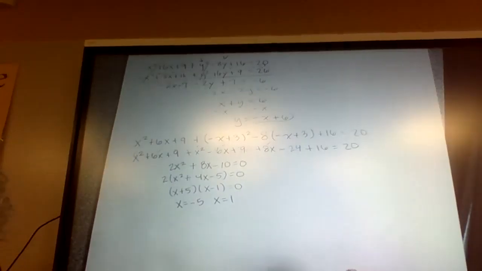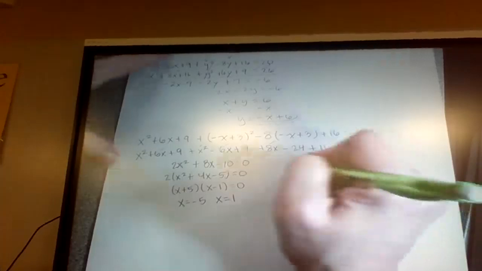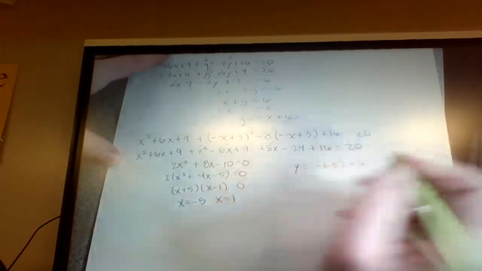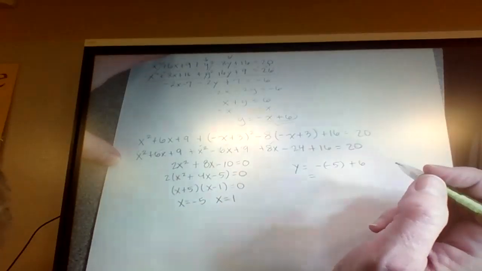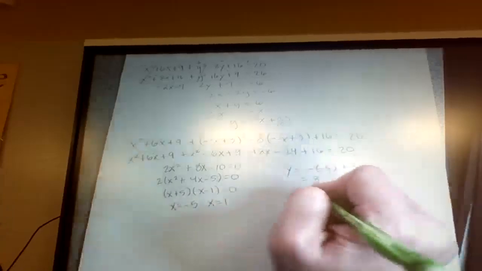All right. Now I will say I know that y is negative x plus 6. So that one should be pretty easy. Negative negative 5 plus 6 is not 6. It's 3, for the love of all that's good and holy. I know nothing. This is the last problem we're doing, and it comes up missing.